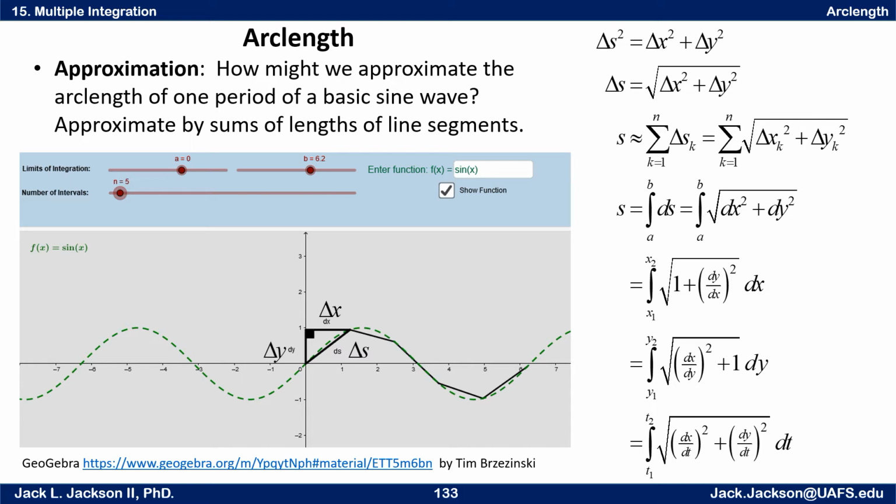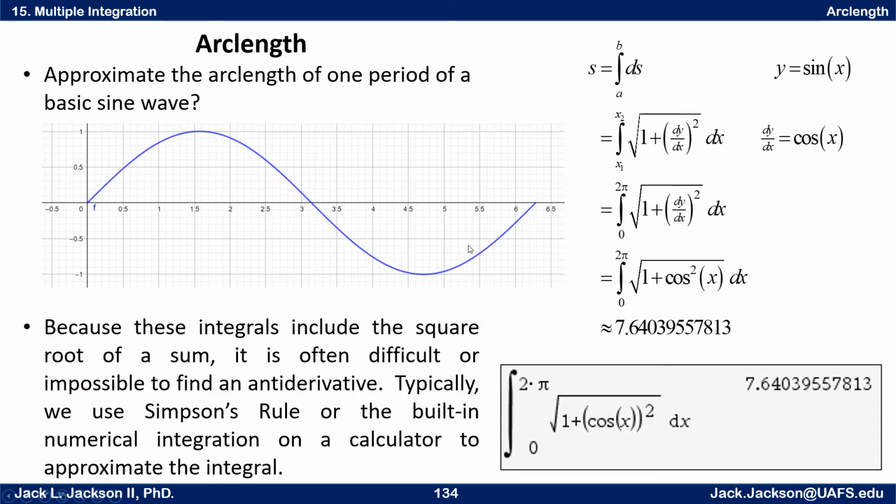So to finish out the problem, we have s is the integral of ds. That's going to be from some lower x to upper x, square root of 1 plus dy over dx squared dx. Now this is appropriate because we know the formula for y as a function of x. y equals sine of x, so dy over dx is cosine of x. Okay, and so we can take cosine x and replace it inside this parentheses right here. So this is cosine squared of x there, and our x's are going to run from 0 to 2 pi. So the integral that gives this is the integral from 0 to 2 pi of the square root of 1 plus cosine squared x dx.